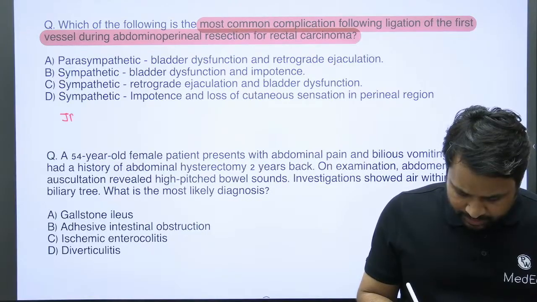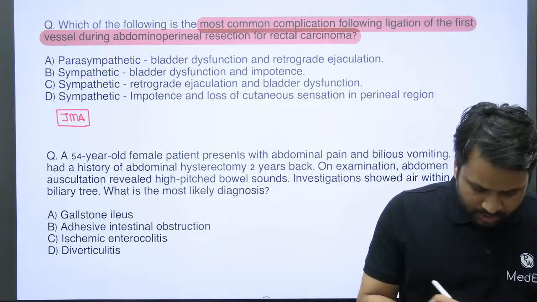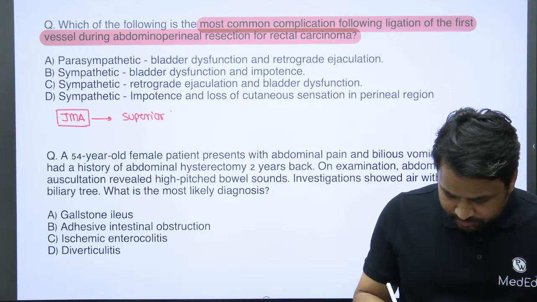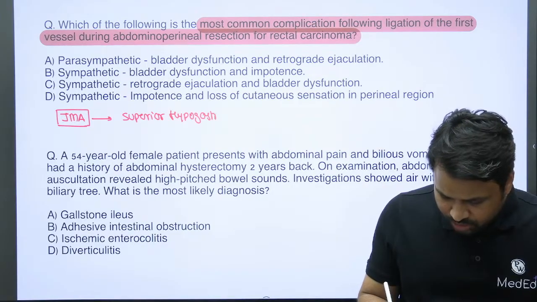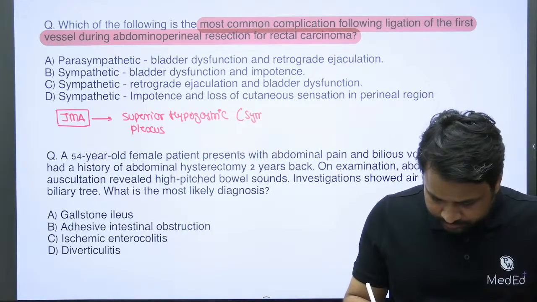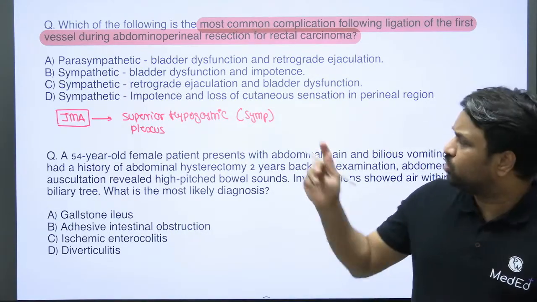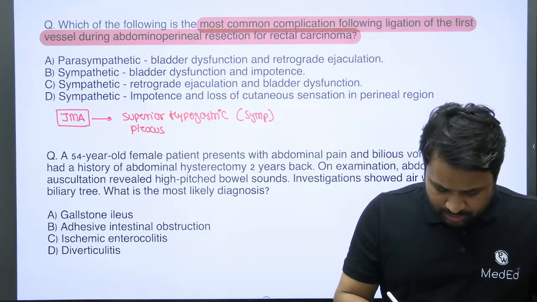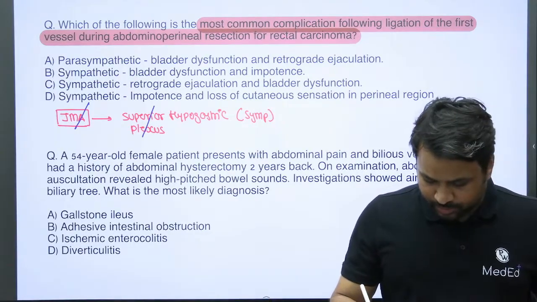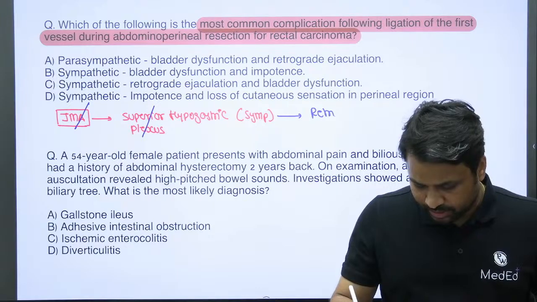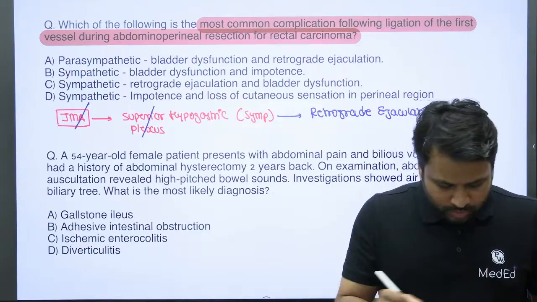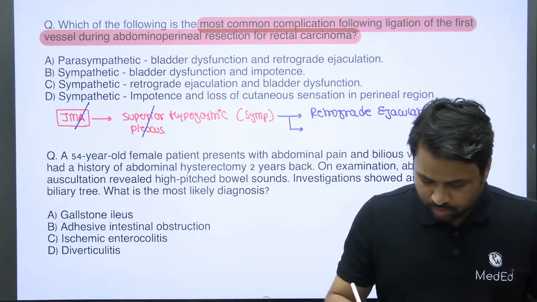now the superior hypogastric plexus, this is going to carry the sympathetic fibers, which are closer to the inferior mesenteric artery. When you ligate this, there is a good chance that you can damage this also. That is the superior hypogastric plexus, right? Now, injury to this superior hypogastric plexus in males will result in retrograde ejaculation, and also bladder dysfunction.